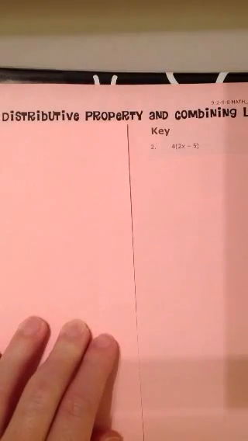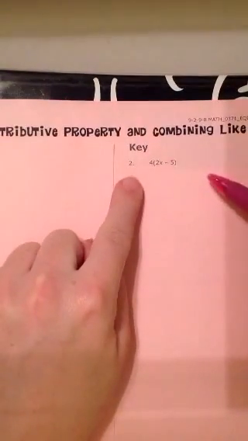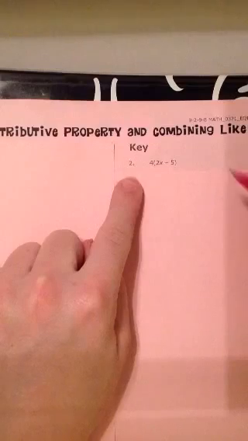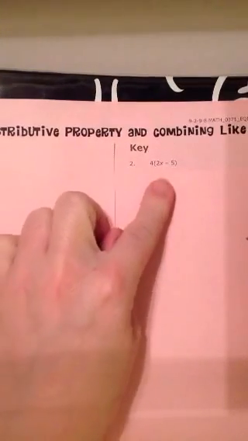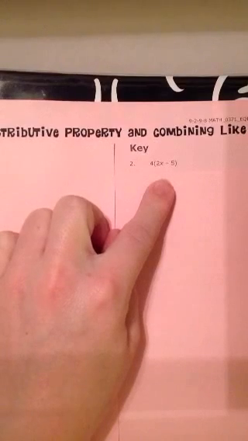Today we are going to continue looking at the distributive property and combining like terms worksheet. I want to start with number 2. Number 2 is distributive, and there are a number of ways that we can go ahead and solve this kind of problem. What I want to start out with is thinking about the word distributive.